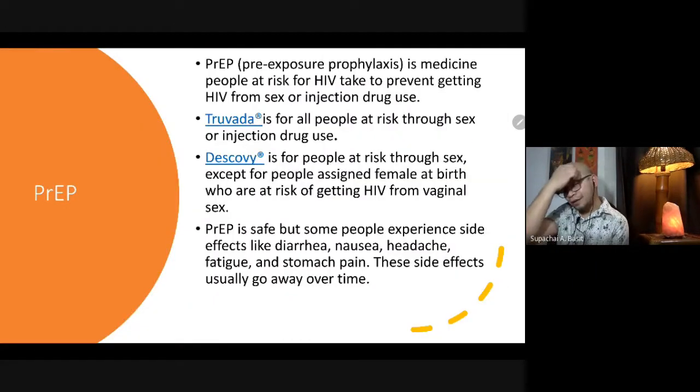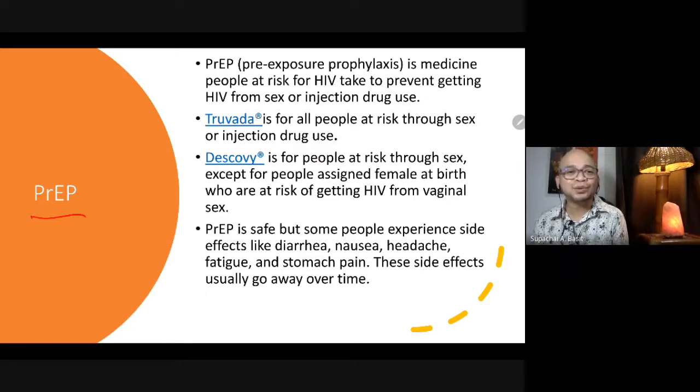Now, for those people who are actively engaged in sex and drug users, injection drug users, the CDC or the Centers for Disease Control and even the World Health Organization have introduced PrEP. What is PrEP? PrEP is pre-exposure prophylaxis. It is a medicine people at risk for HIV take to prevent getting HIV from sex or injection drug use.